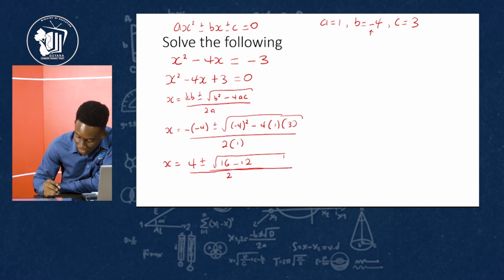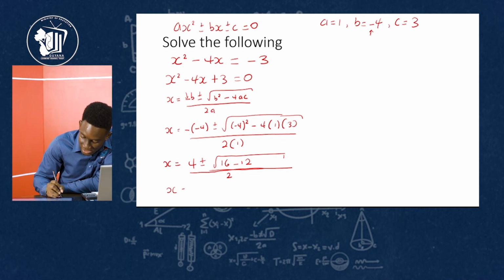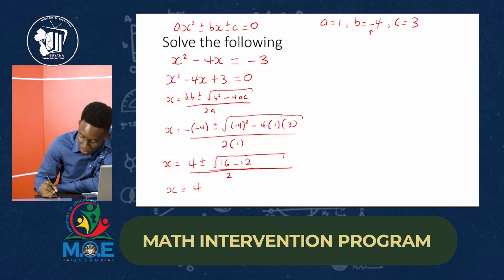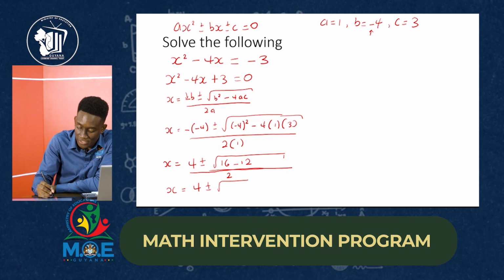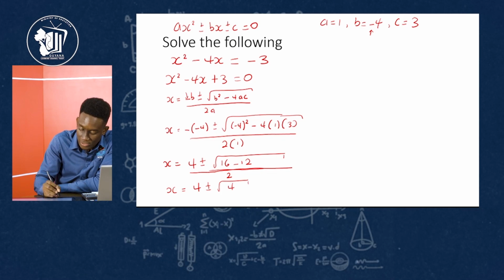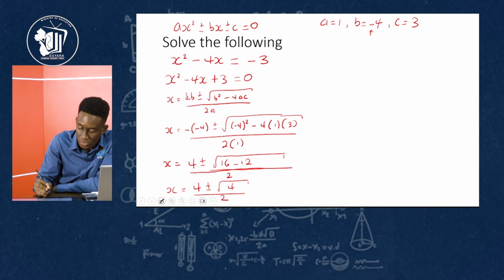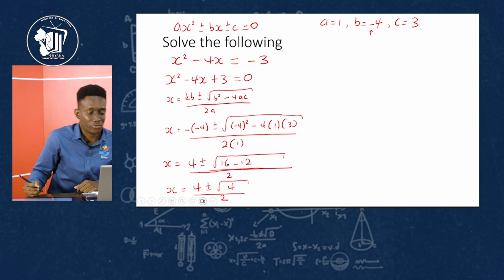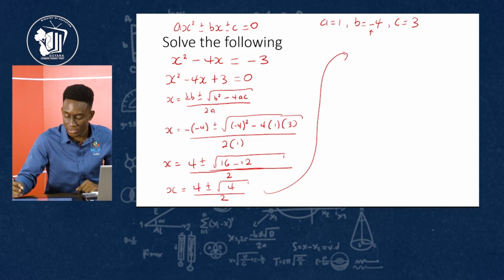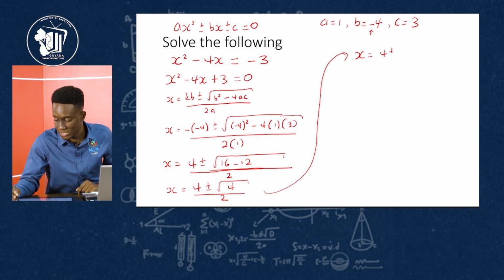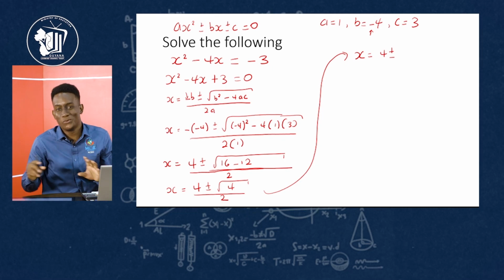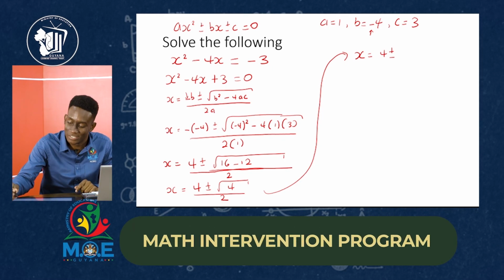And we take this a bit further. So we'll have x is equal to 4 plus or minus the square root of 16 minus 12 would give me 4. And all of this divided by 2. So you have a very beautiful number to take the square root of. So we take our working up here. So we'll have x is equal to 4 plus or minus, when we take the square root of 4, we'll end up with a lovely 2.